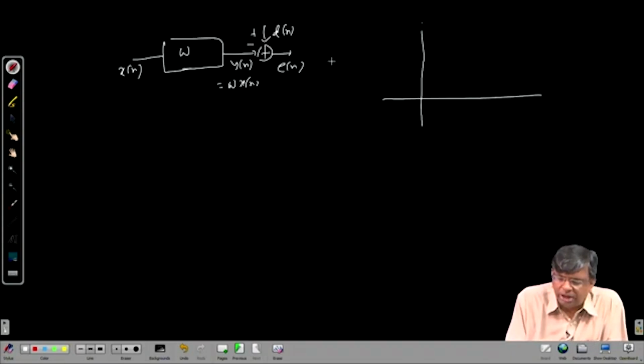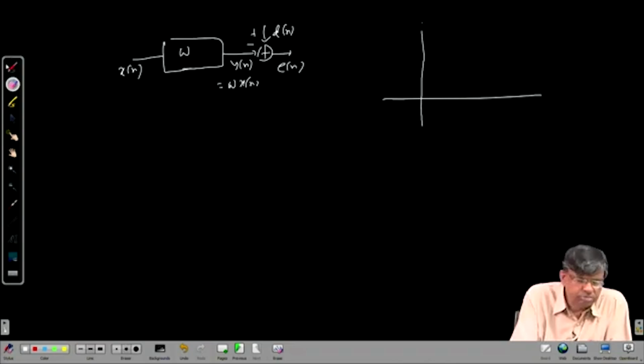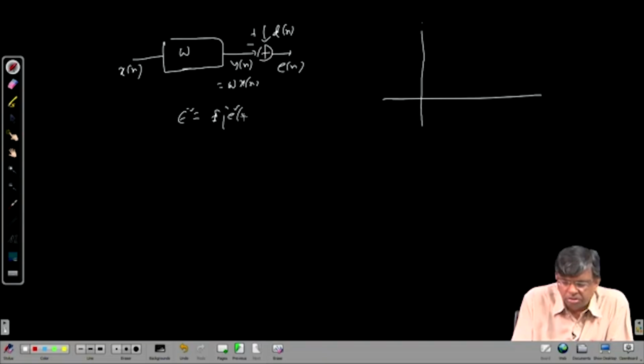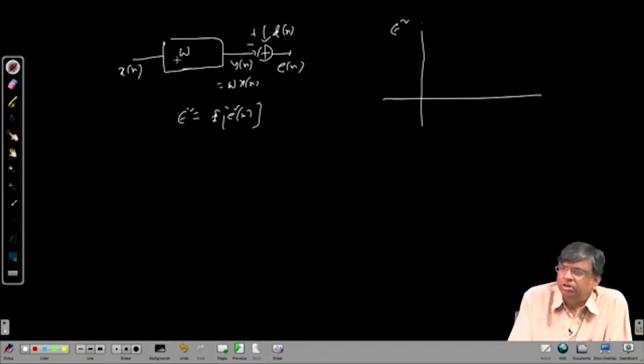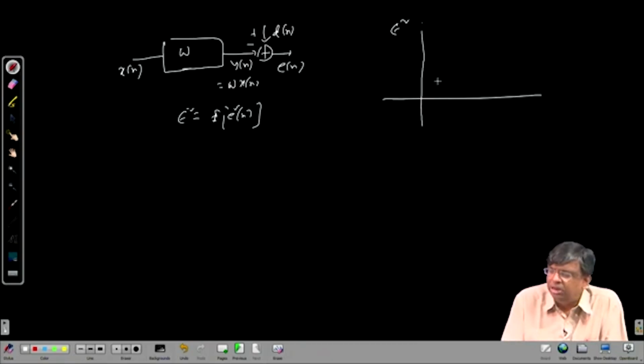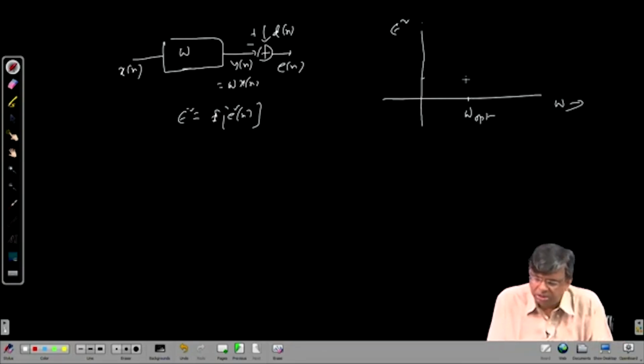So, this epsilon square in this case is as before. Epsilon square is a quadratic function of w, and as I know, any quadratic function will have a unique minima or maxima, in this case minima. So, it will have a minima maybe at w opt, and this is my w axis, and it will have minimum value this much.